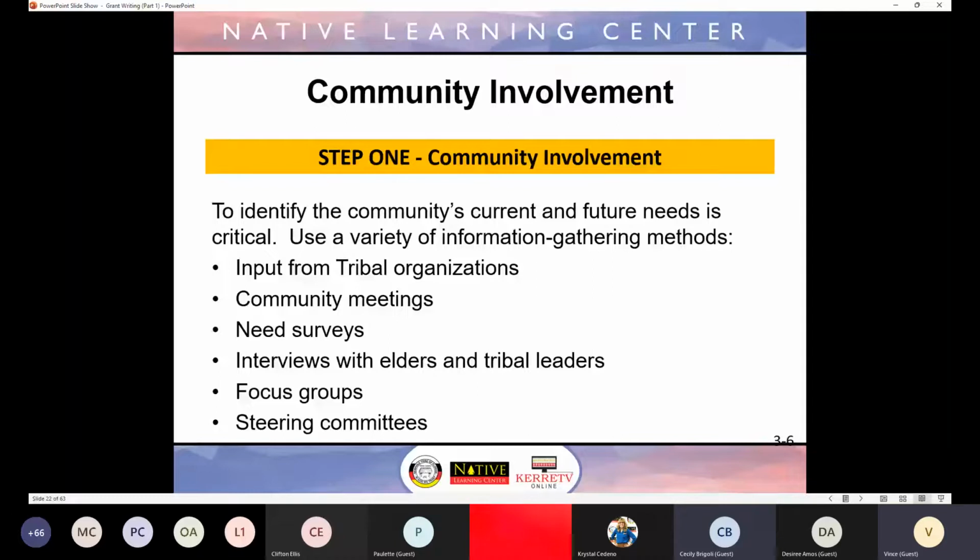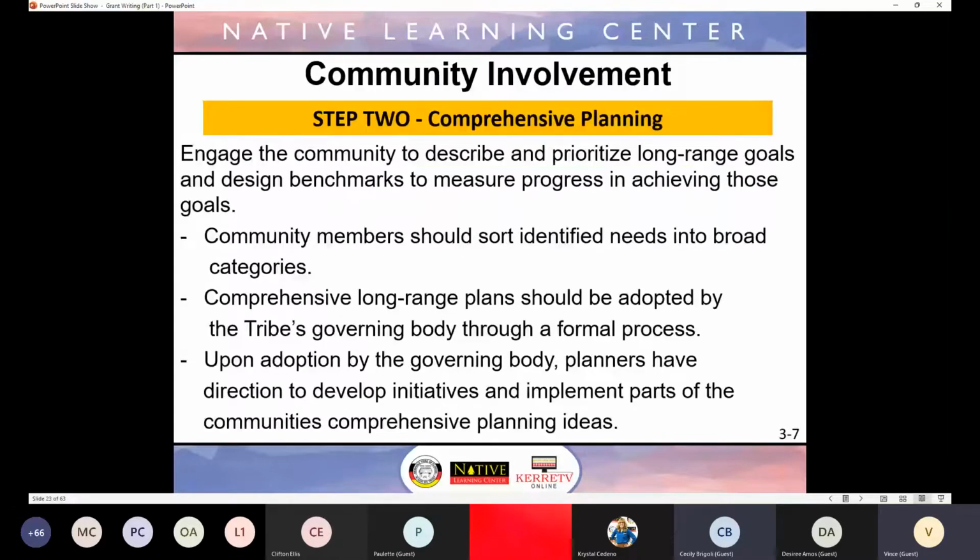Focus groups, steering committees, if you can get any of those groups. It's a multimedia approach for community involvement. These are just some of the approaches. Comprehensive planning, I talked about that. If you can get to this level, you're beautiful.